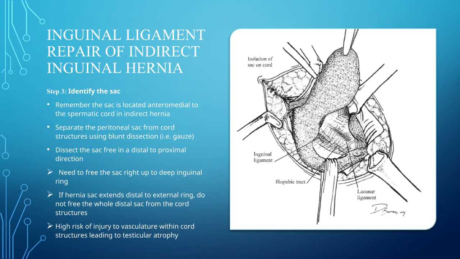If the hernia sac extends distal to the external ring into the scrotum, an inguinoscrotal hernia, do not attempt to free the entire distal sac from the cord structures. The sac is intimately adherent to the cord vessels and the vas deferens in the scrotum. Aggressive dissection carries a high risk of injury to the testicular vasculature, leading to testicular atrophy.